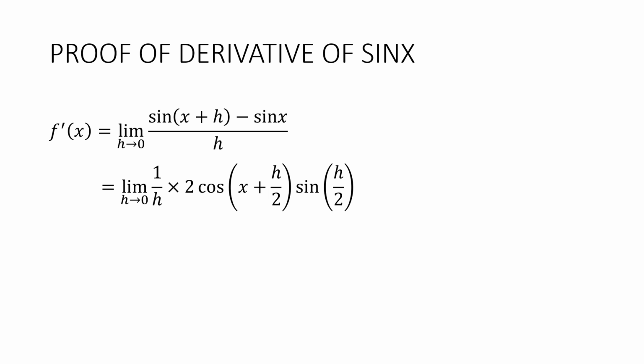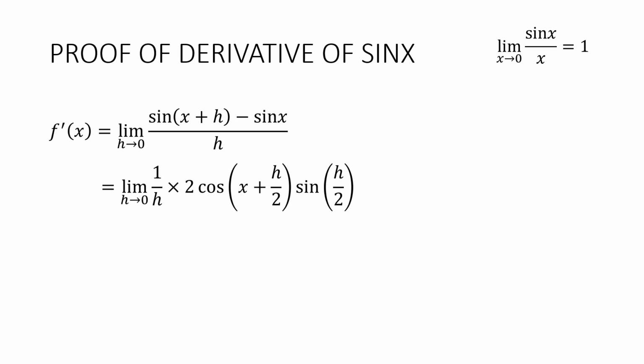Now there's this really famous limit, which we're actually going to look at in the next video. It says that the limit as x approaches 0 of sine x on x is equal to 1. So I can see a sine h on 2 here. It'd be really nice if I had sine h on 2 divided by h on 2. Have a look what we have here.